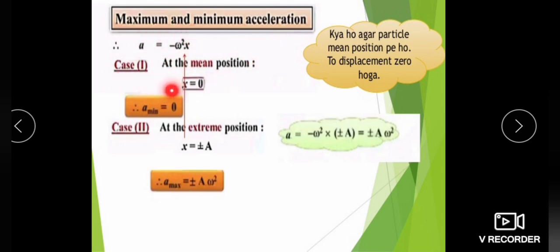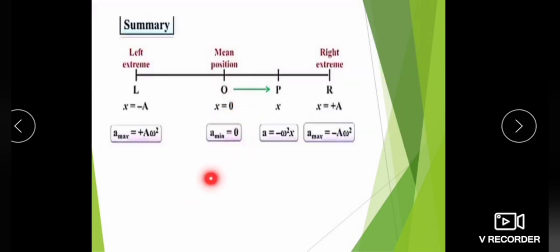Acceleration has different values at different positions. In the mean position, x is equal to 0, acceleration is 0, and this is the minimum value of acceleration. At the extreme position, displacement is equal to plus minus a, maximum, and hence acceleration is also maximum. It is equal to plus minus omega square a. Let us see the summary. Acceleration in the mean position is 0. Acceleration in the extreme position is plus a omega square and minus a omega square.